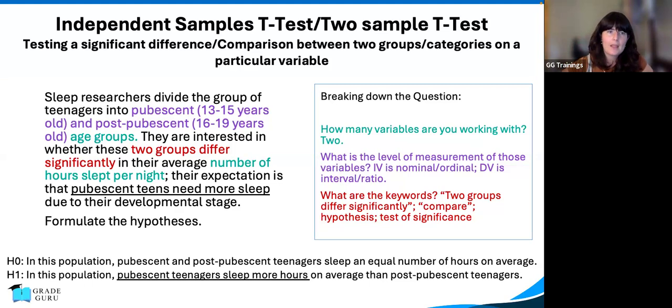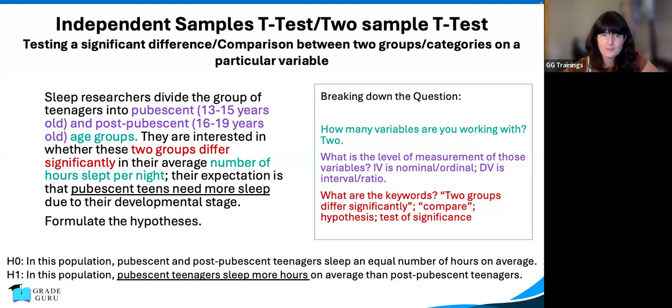So if you read this question: sleep researchers divide the group of teenagers into pubescent and post-pubescent age groups. You can see that they're measuring age, that's the variable, but they're measuring age as an ordinal variable, in age categories. They are interested in whether these two groups differ significantly in their average number of hours slept per night. Comparing them.